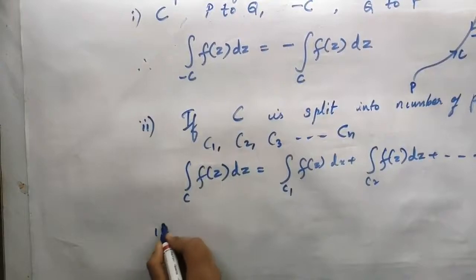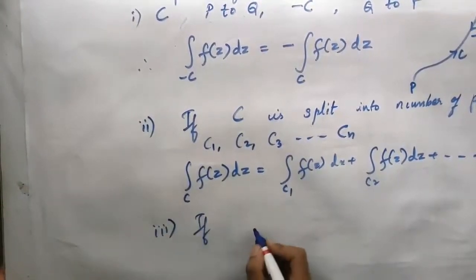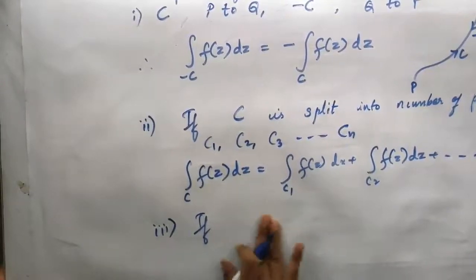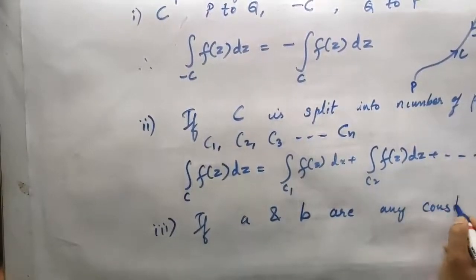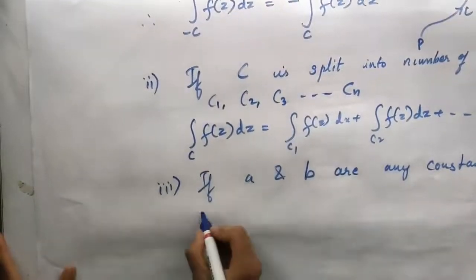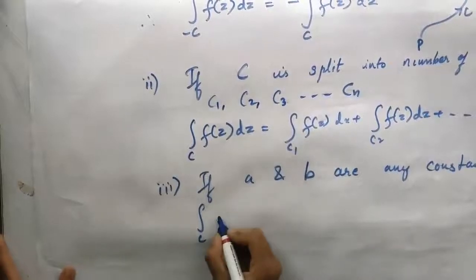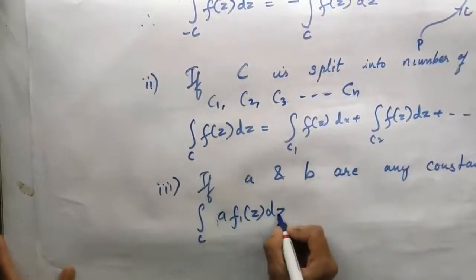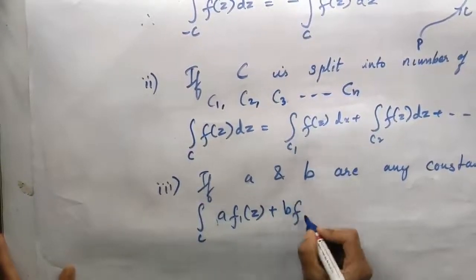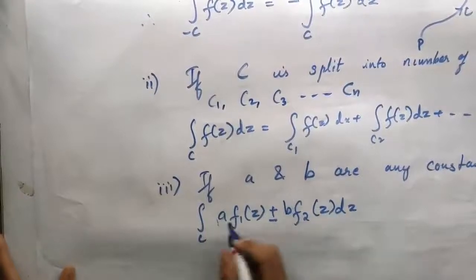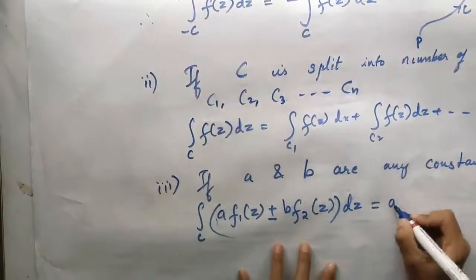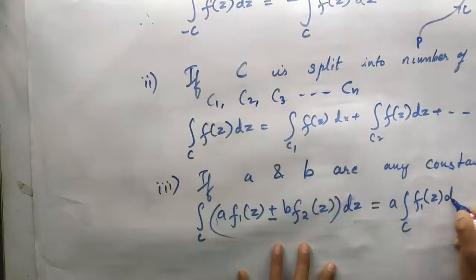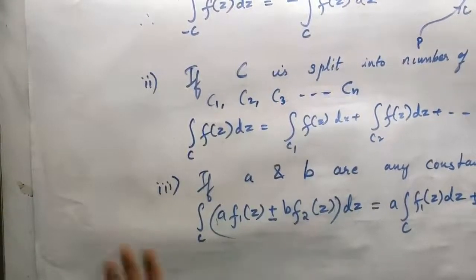Third point of it, if A and B are any constants, then integration over the curve C of A into f1 of z dz plus or minus B into f2 of z dz will always be equal to A times the integral over C f1 of z dz plus or minus B times the integral over C f2 of z dz. I hope it is seen there.